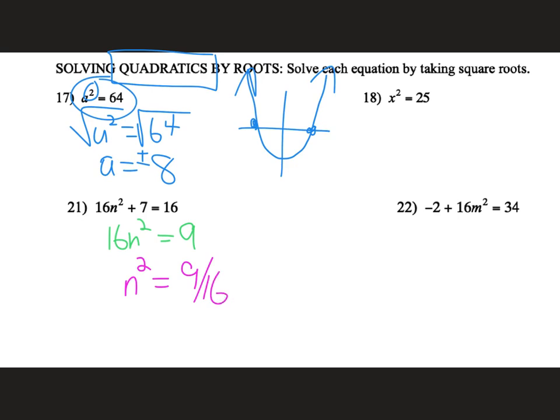So we have to unsquare, we have to square root. If you're square rooting a fraction, don't fret, just do the top and the bottom. Square root of 9 is 3, square root of 16 is 4, and don't forget plus or minus.